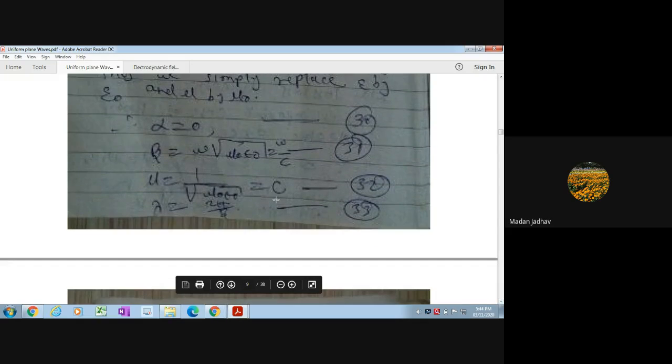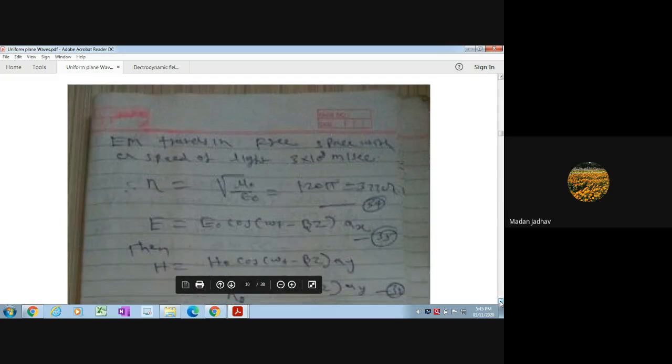Then the phase velocity is equal to 1 upon under root of mu naught into epsilon naught, which is nothing but the velocity of the wave, and that value is 3 into 10 to the power of 8 meters per second. That is the velocity of light propagating through free space. After substituting the constants mu naught and epsilon naught, you will get the intrinsic impedance of free space equal to 120 pi, or 377 ohm.